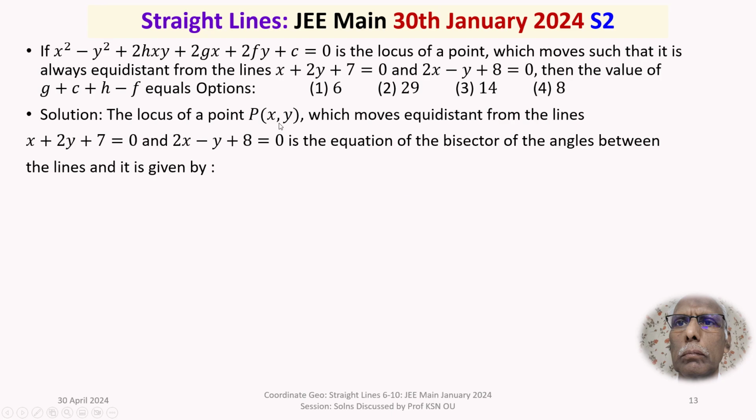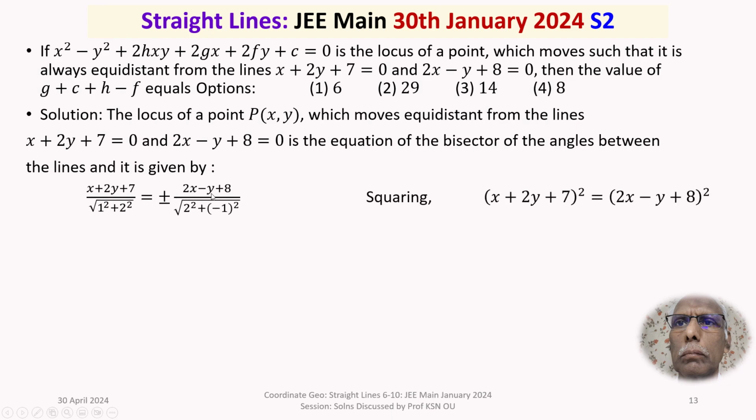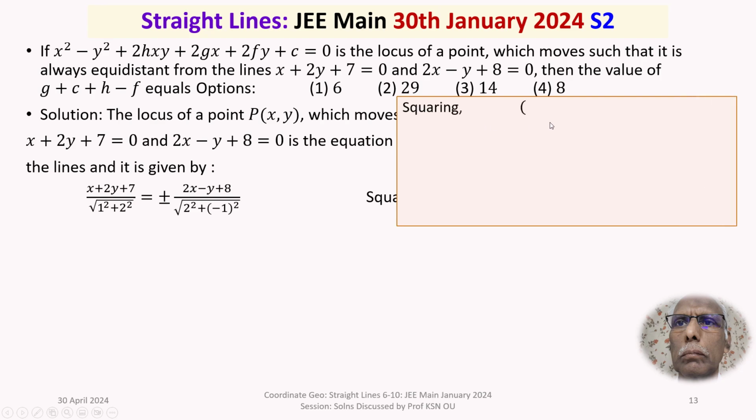That locus is given by x plus 2y plus 7 by under the square root of 1 square plus 2 square is equal to plus or minus 2x minus y plus 8 by under the square root of 2 square plus minus 1 square. What are these? These are bisectors, right? So you take this, and the denominator is same, cancel, and squaring you get this one, and simplification we have shown you here, and you have squared and write down a plus b plus c whole square formula, and the other one is a minus b plus c whole square formula, right?